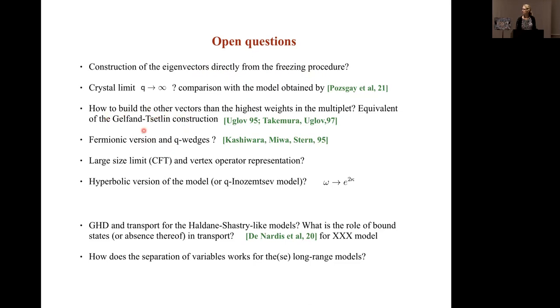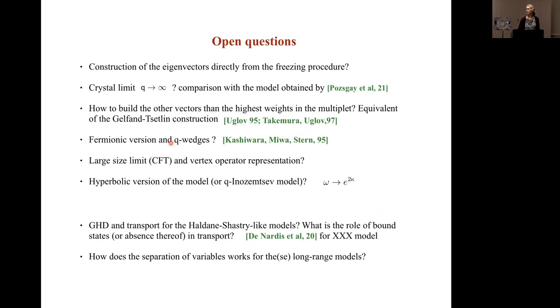The other point is how to build the other vectors, other than the highest weight vectors. There is some Gelfand-Zeitlin construction that was sorted out by Uglov for the usual Haldane-Shastry model. I think these questions are related to the question of the separation of variables.